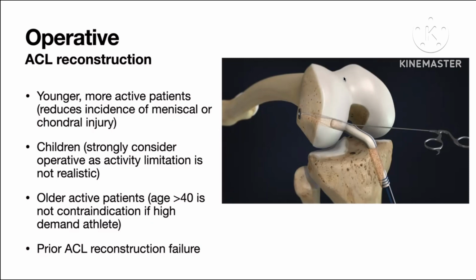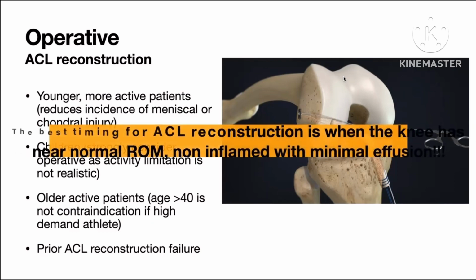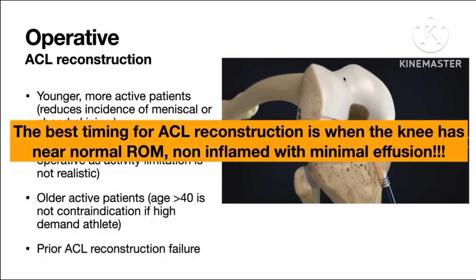If you do an ACL with a damaged MCL, there's an increased risk of rupture. So pag MCL and ACL, allow the MCL to heal. Pag meniscus plus ACL, you do it at the same time. Best timing for ACL reconstruction: normal or near normal range of motion, and a non-inflamed knee with minimal effusion, okay? To prevent the most common complication, which is arthrofibrosis.